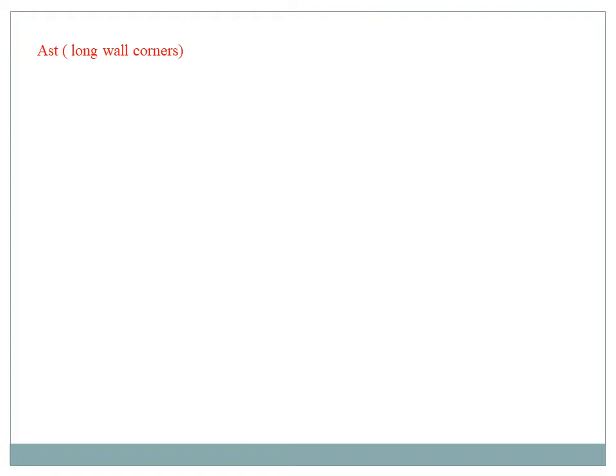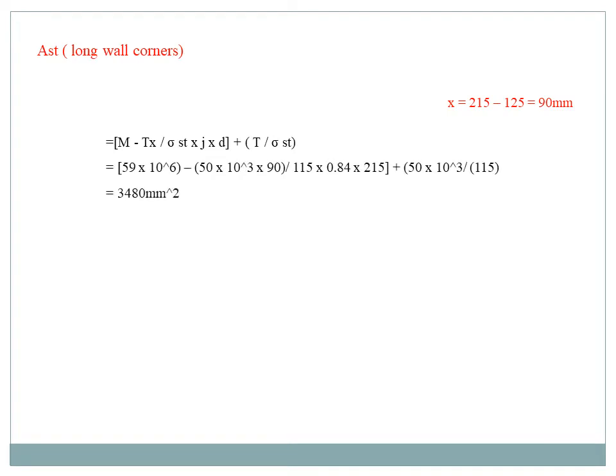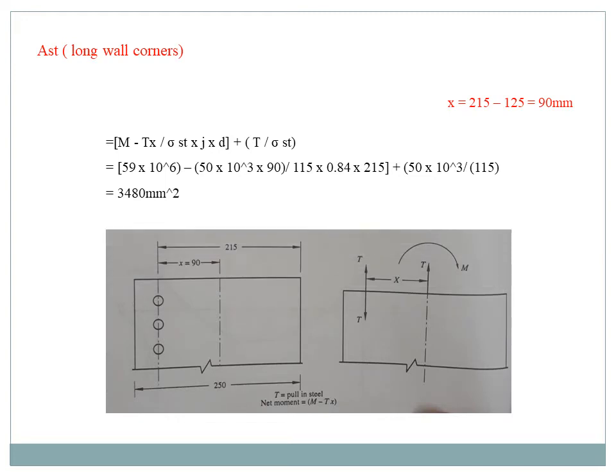Then Ast for long wall corners. So x is equal to 215 minus 125, which is equal to 90 mm. Our Ast formula is M minus Tx divided by sigma st into j into d, plus T divided by sigma st. We know all the values, so apply the values and you get the answer. See the diagram, x will be found from this diagram. So our x is 215 minus 125, and we get the x value.